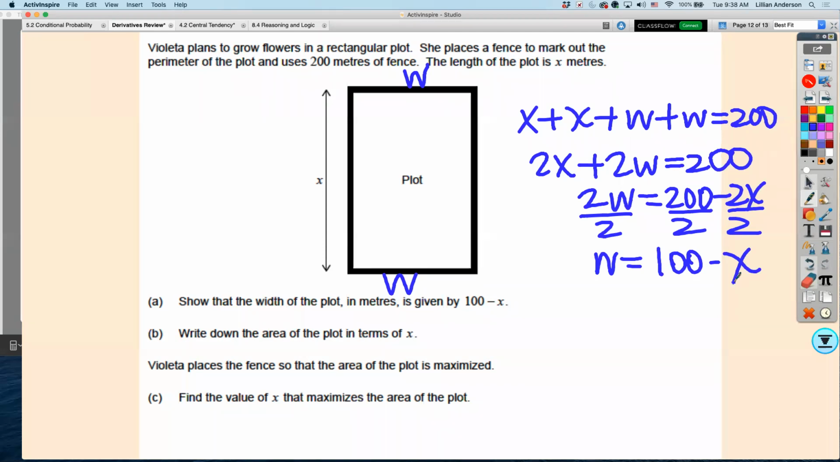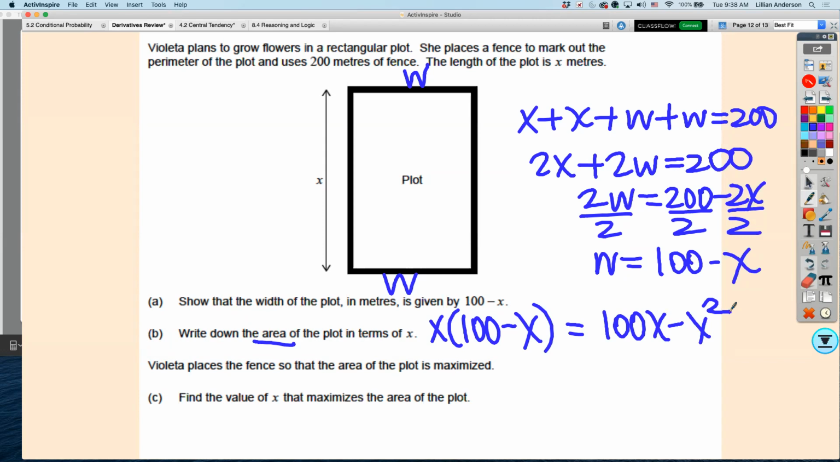A lot of the optimization problems with IB walk you through step by step how to get to the equation, because they provided a picture, and now it's asking you to write down the area of the plot in terms of X. Area of a rectangle is what? Length times width. Well, I know my length is X and my width is 100 minus X. So I can either leave it like this, or I could actually distribute to get 100X minus X squared.